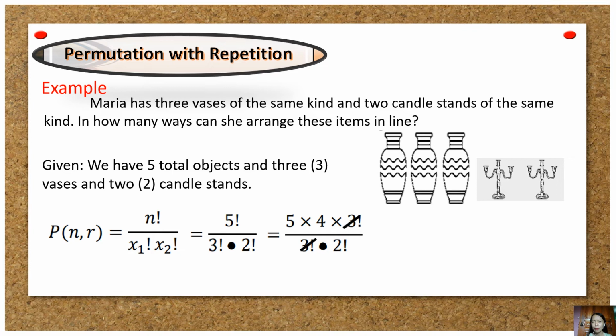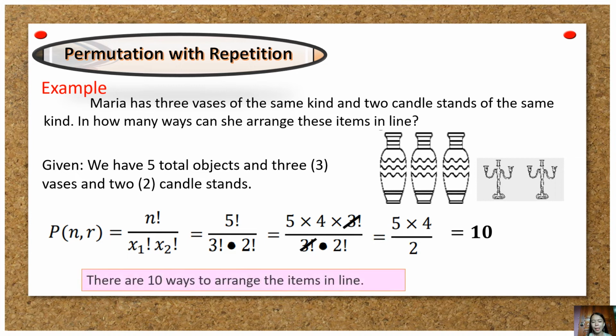5 factorial is 5 times 4 times 3 factorial. I end up with 3 factorial. Why? Kasi may 3 factorial naman sa baba, 3 factorial times 2 factorial. So, I canceled out 3 factorial to simplify first. And then, ang matitira is 5 times 4 over, si 2 factorial sa baba ay 2 times 1. So, that means 5 times 4 is 20, divided by 2, the answer is 10. Therefore, there are 10 ways to arrange the items in line.